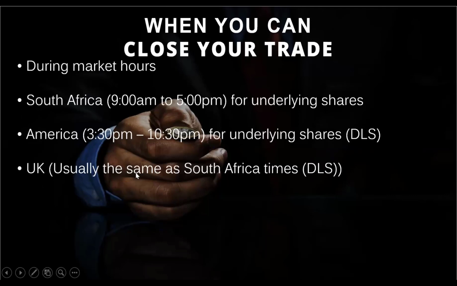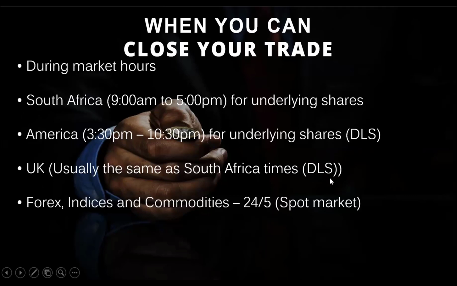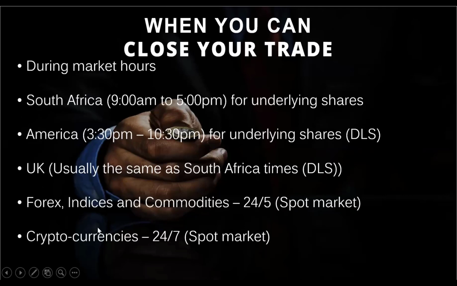And then in the UK, it's usually the same time as South Africa, but also make sure that you watch out for daylight savings. Forex, indices, and commodities is a 24 hours a day, 5 days a week spot market, which you can trade. And then cryptocurrencies is a 24 hours a day, 7 days a week spot market, but you do need to confirm with your broker.